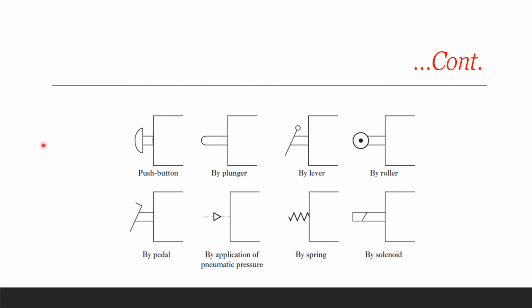So if someone says a 2 by 2 poppet valve with push button and spring, it means that the poppet valve has 2 ports and 2 working conditions or working states, and is operated by a push button and loaded by a spring.